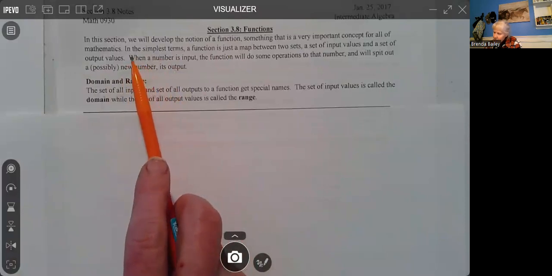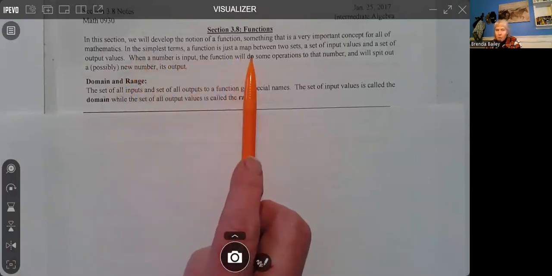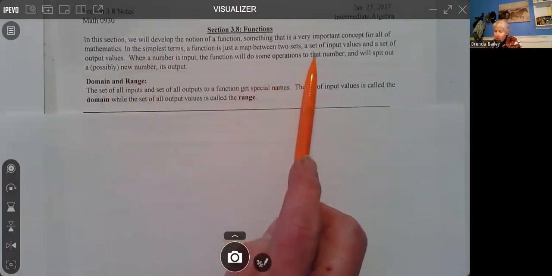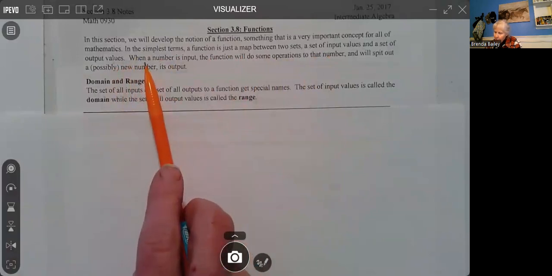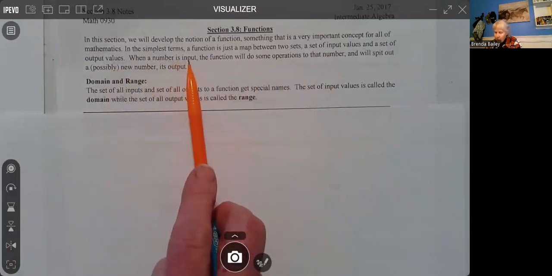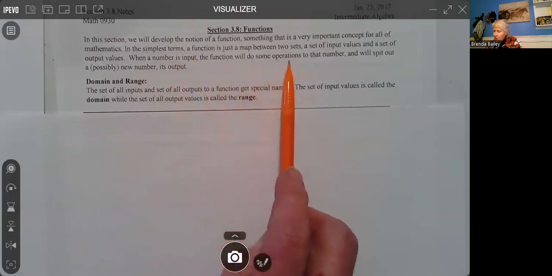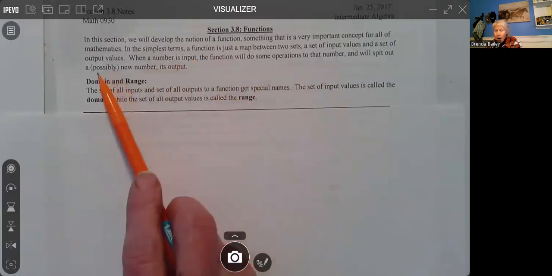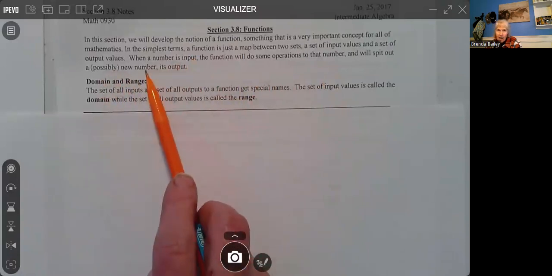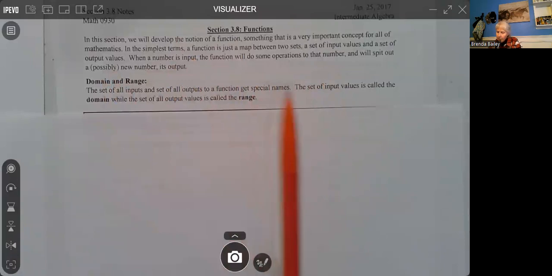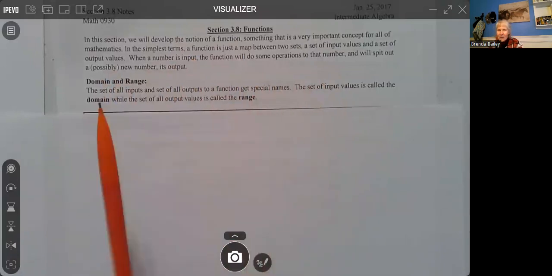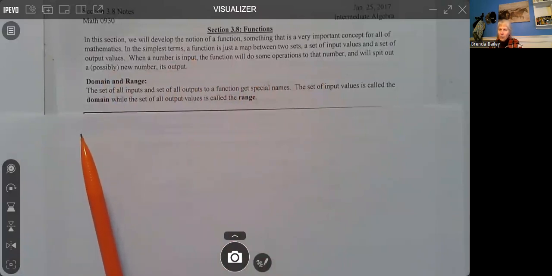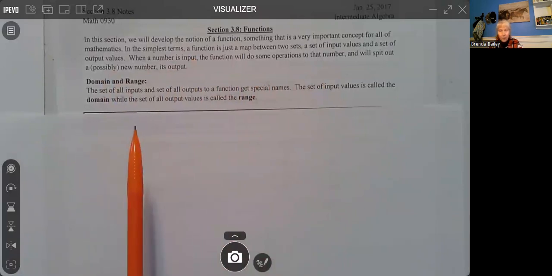In the simplest terms, a function is just a map between two sets, a set of input values and a set of output values. When a number is input, the function will do some operations to that number and will spit out a possibly new number, its output. Now, here we're going to start with domain and range. Again, domain is pretty important. Range isn't too hard, but the range is done mainly with graphs.